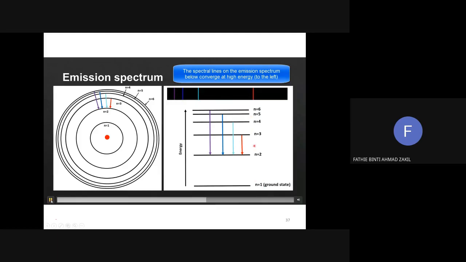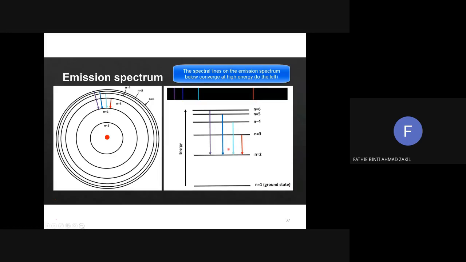From n equals 1 to n equals 6. So we'll start with this red arrow here. This red arrow represents an electron transition from the n equals 3 to the n equals 2 energy level. When an electron transitions from a higher to a lower energy level, it emits a discrete amount of energy. And the energy that is emitted by the electron corresponds to the wavelength of red light.